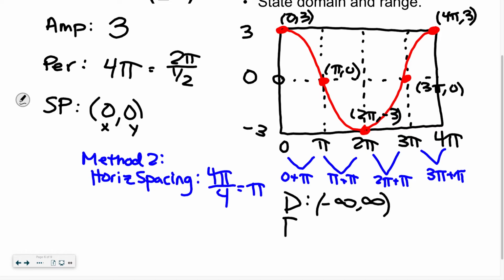What's your range? Yeah, you just look at the vertical side, right? What's your low and your high? Those are going to be the endpoints of your range. So negative 3 to 3.